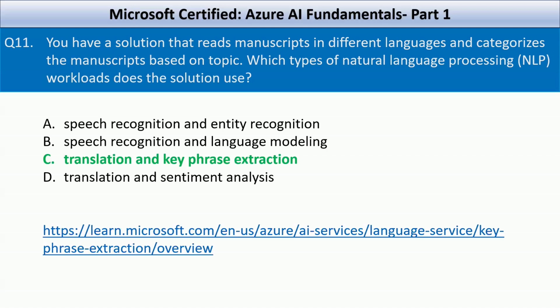Let's understand why other options are incorrect. Now, option A and option B both involve speech recognition, whereas manuscripts are written and not spoken, so speech recognition is irrelevant. Now, option D involves sentiment analysis, which determines emotional tone and not topic categorization, making it an incorrect choice. Feel free to browse through the link to understand more on how key phrase extraction works in Azure AI language.